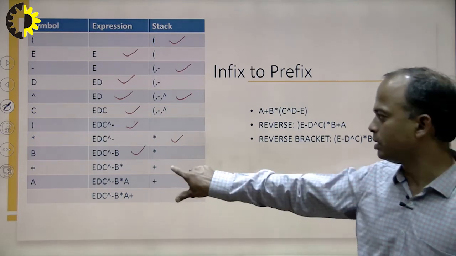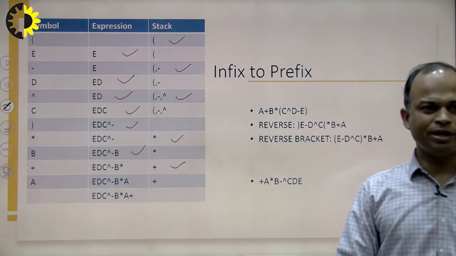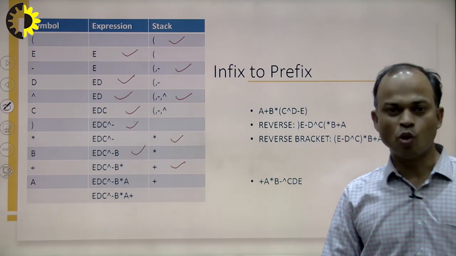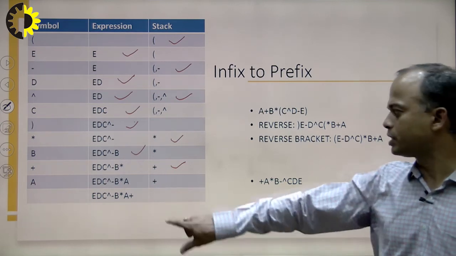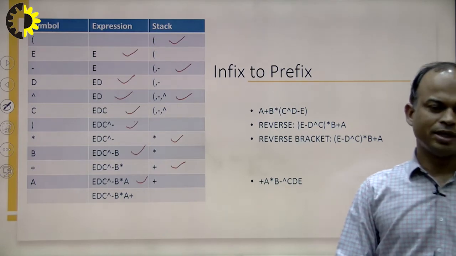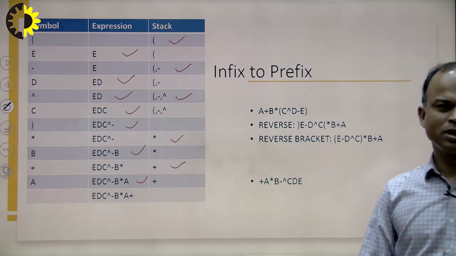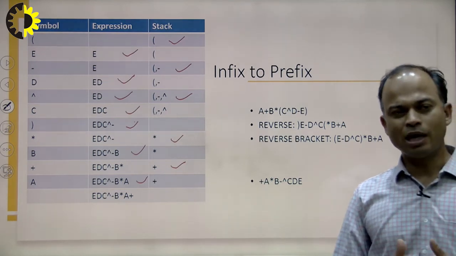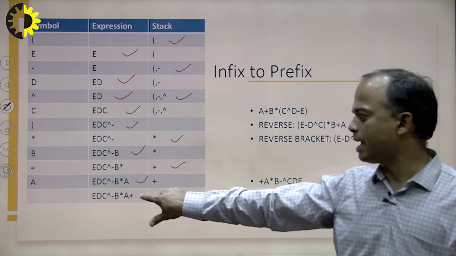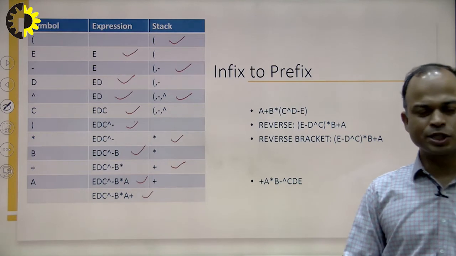We are pushing plus onto the stack, and after plus we have the symbol A, and A is our operand. Therefore A is appended onto the expression, and now our string has finished. So we have popped all the operators from the stack, and the stack has only plus. We have popped plus from the stack, and we get a string.